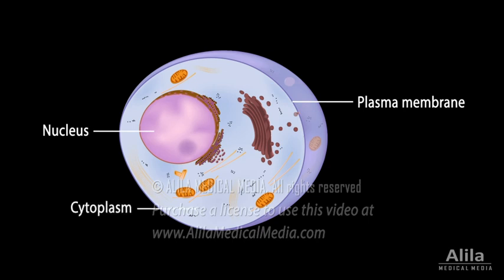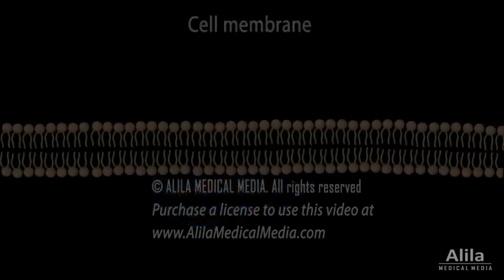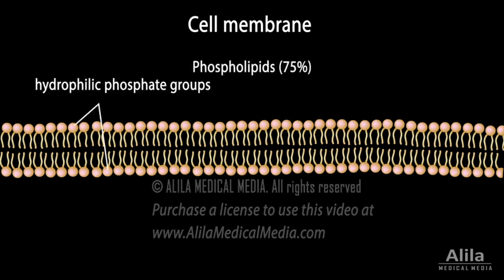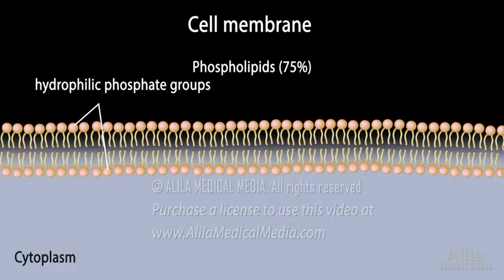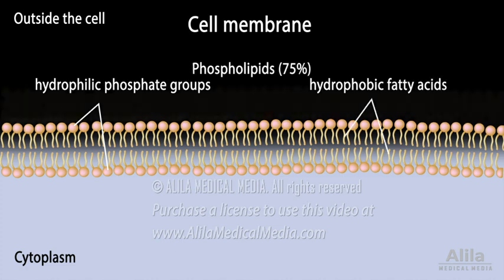The plasma membrane serves as the cell's boundary, controlling the traffic of substances in and out of the cell. It is also the site of communication between the cell and its environment. The membrane consists mainly of two layers of phospholipids, with their hydrophilic heads, the phosphate groups, facing the aqueous environments inside and outside the cell, and their hydrophobic fatty acid tails facing in together.